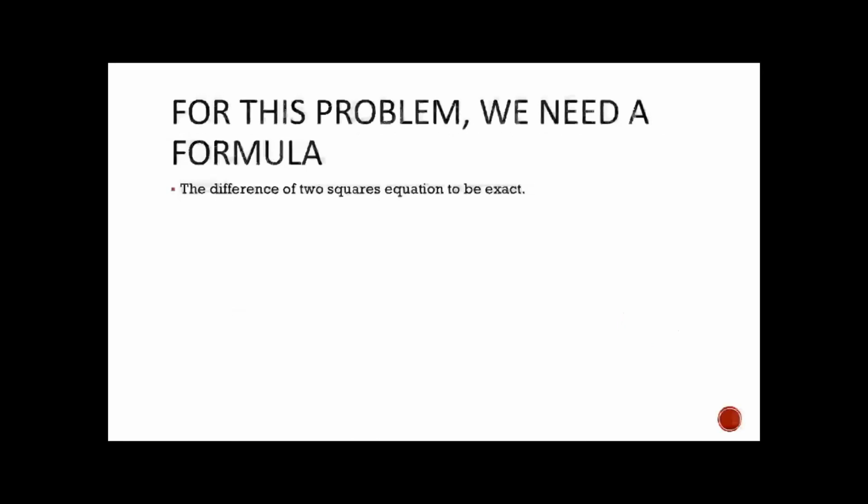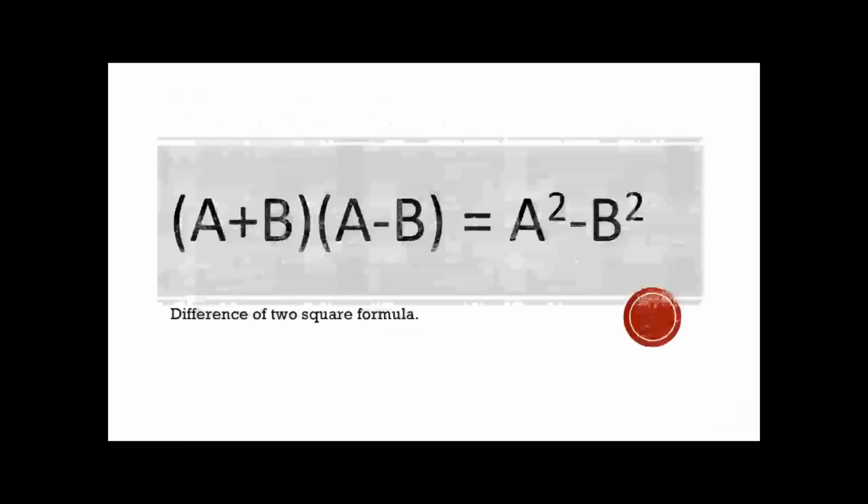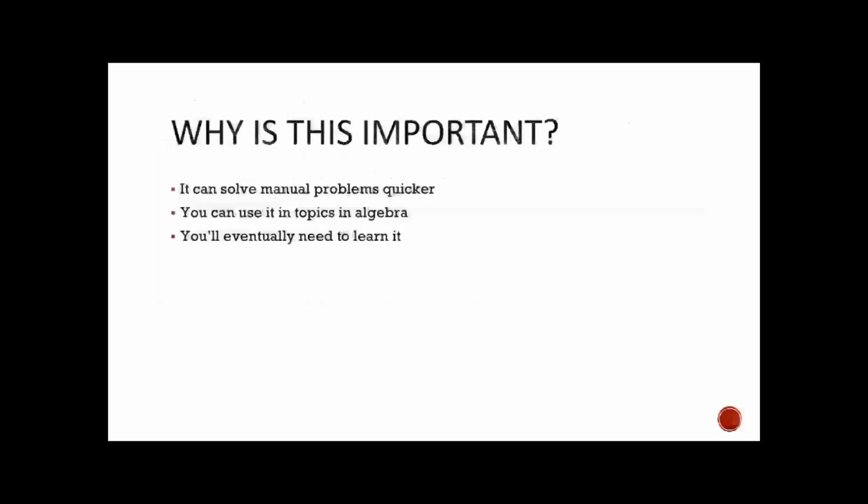It's called the difference of two squares formula. So the formula is this: a plus b, everything multiplied by a minus b, is equal to a squared minus b squared. So you might be thinking, what's a squared, what are brackets, whatever. Okay, so I'm going to show you the proof right now.